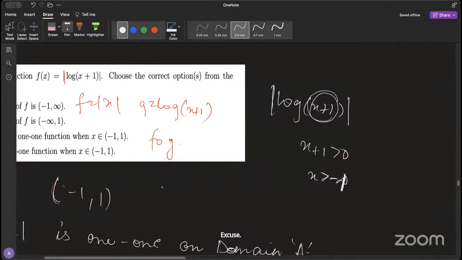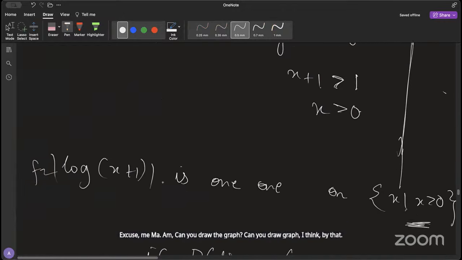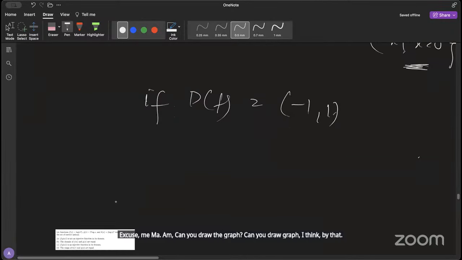Excuse me, ma'am. Can you draw the graph? I think by that it will be very much clear. If you can sketch a rough graph of this.